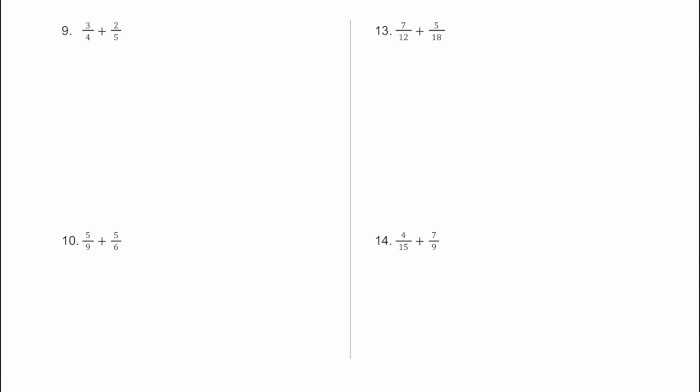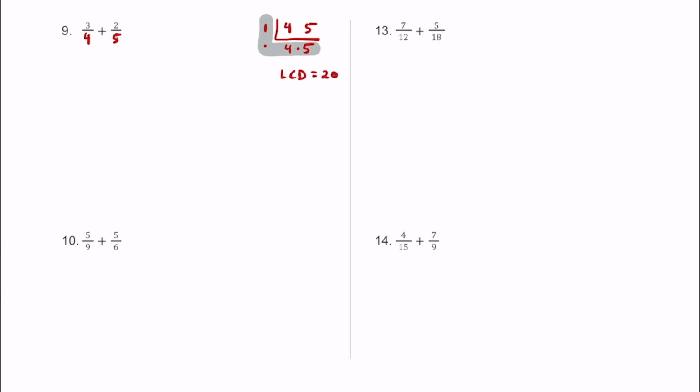Here is number 9. For number 9, we have 3/4 and we have 2/5. They have uncommon denominators. Let's figure out when 4 and 5 meet for the first time. Because they have nothing in common besides 1, we could just multiply 4 and 5 together, and that's going to get us our LCD. So 1 times 4 times 5. The first time they meet is going to be 20.